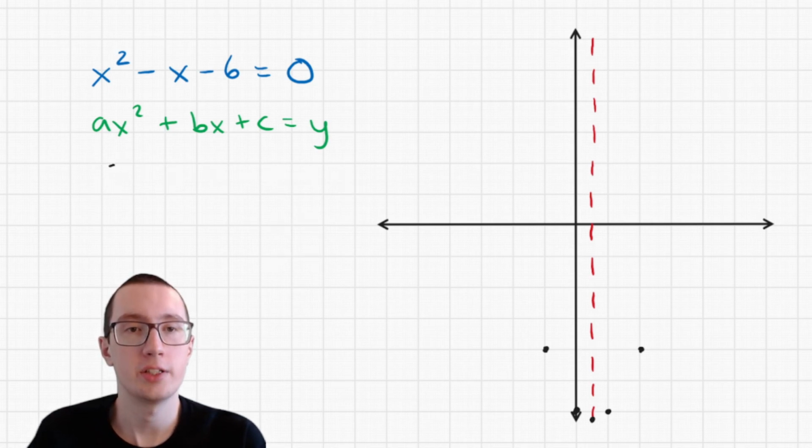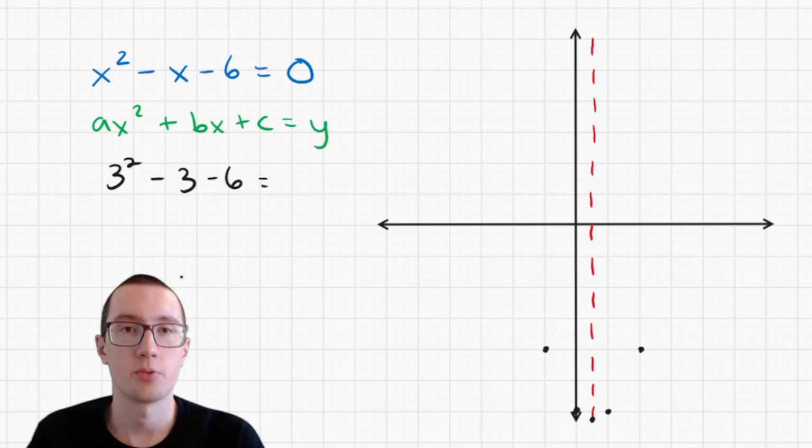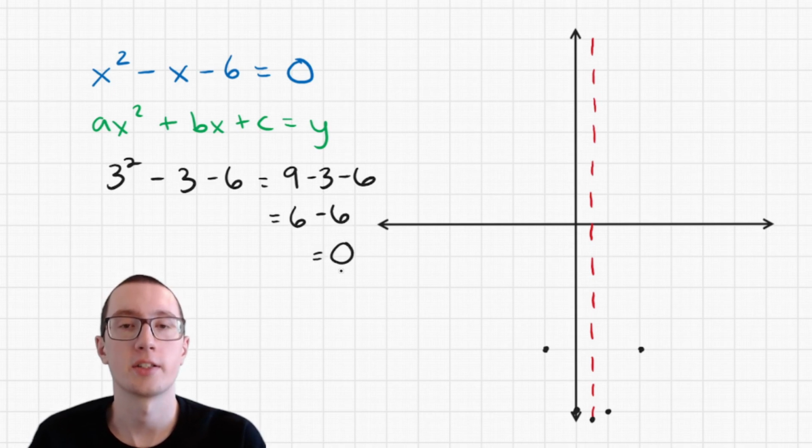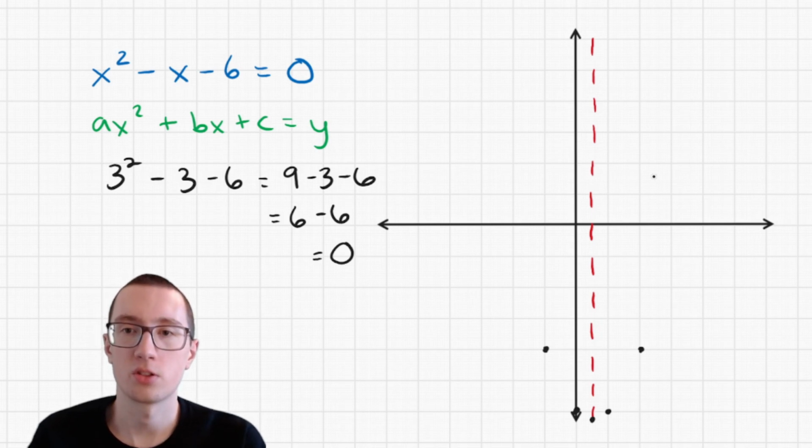So we have 3 squared minus 3 minus 6. 3 squared, that's 3 times 3, which is 9. 9 minus 3 is 6. And then 6 minus 6 is 0. So y is going to be equal to 0. So at x equals 3, that's 3 to the right from the middle, we're going to have y equals 0. And y equals 0 means we're not going up or down at all. So we're just going to plot it right here.